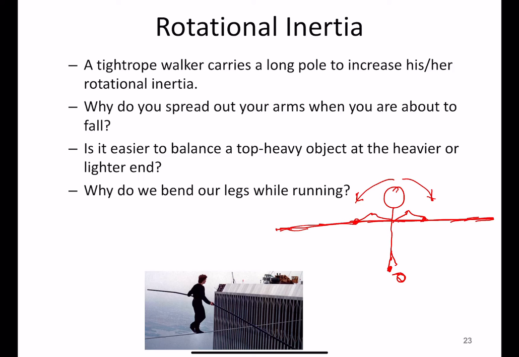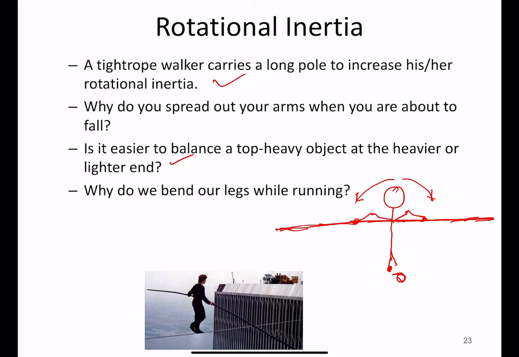You might have noticed that suppose you're standing and you lose your balance and you're about to fall over, you suddenly spread out your arms, right? That's an instinctive reflex that you have. Whenever you're falling over, you tend to spread out your arms. Why is that? It's exactly for the same reason. When you spread out your arms, you have more mass distributed away from the axis of rotation, and that increases your rotational inertia.